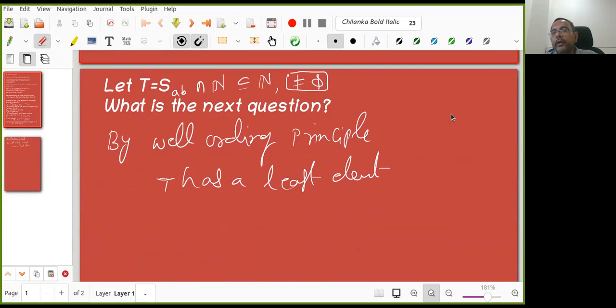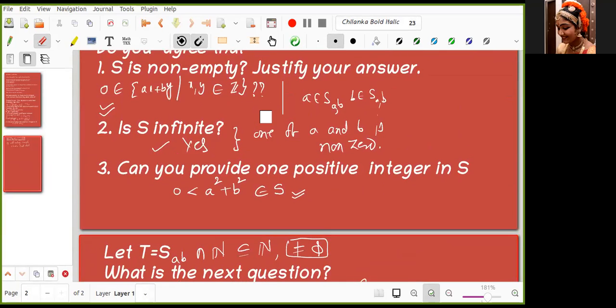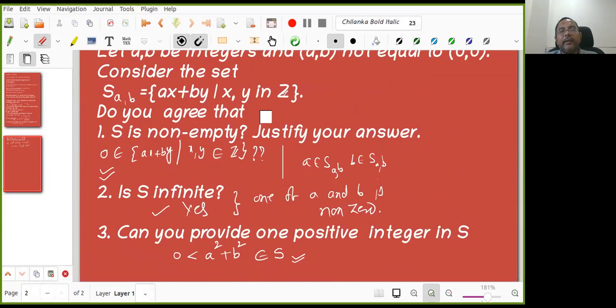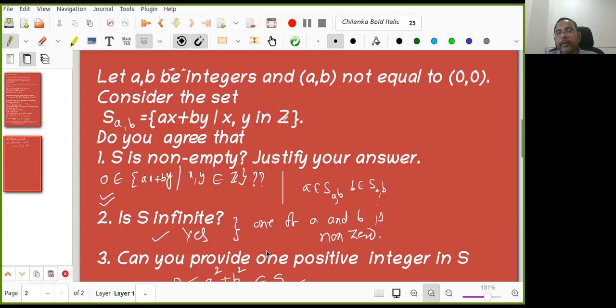Sankriti, you asked some question, please go ahead. Yes, sir. In the third part, when you said, can you provide one positive integer in S, you took a squared plus b squared. I was just wondering, a plus b will never be the answer, right? See, it depends, a and b are integers, right? It could be minus as well. That's what I wanted. But can you produce 1? You need not fix it to a squared plus b squared only.